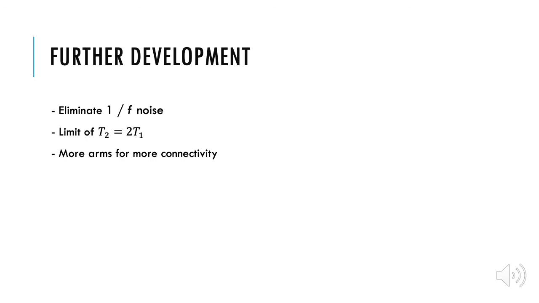And the limit of T2 equals to T1 has not been reached, indicating there is additional dephasing. The reason for this, as well as dephasing away from the flux insensitive point, still needs more investigation. Lastly, although the name Xmon emphasizes its cross-shape, more arms can be added to allow for more connectivity.